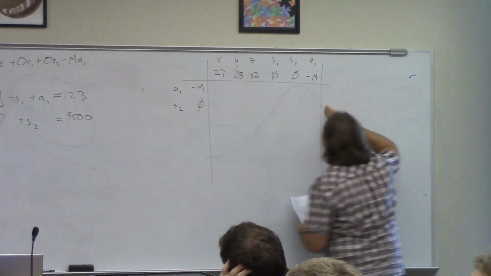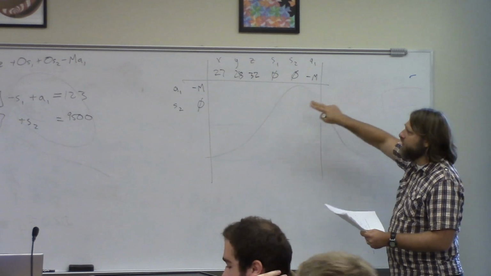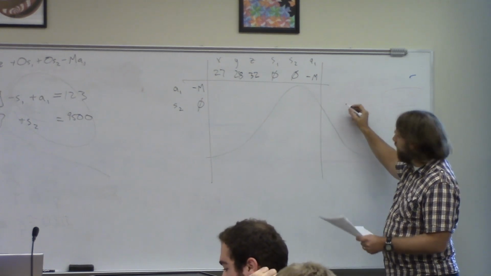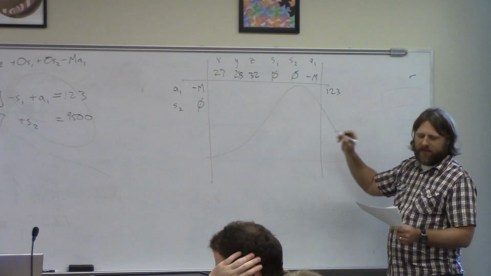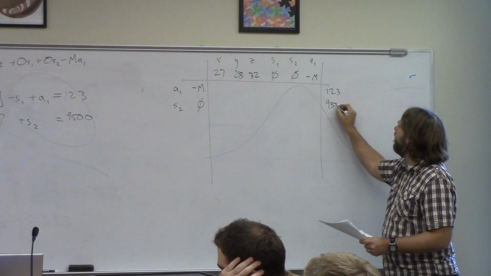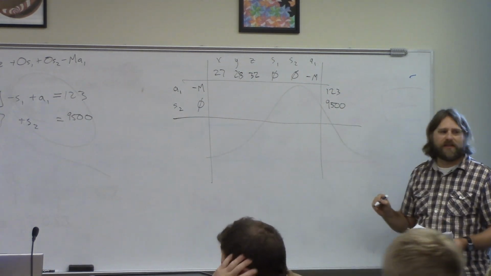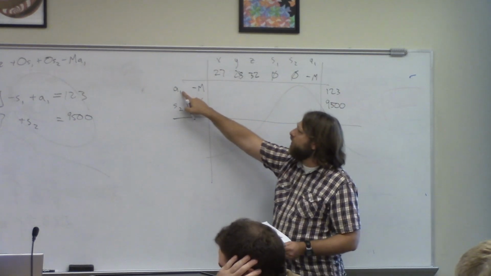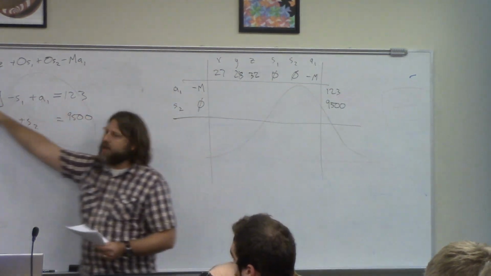The values of the variables are the values that are over here. Okay? The value of A1, when we start, is 123. And the value when we start of S2 is 9,500. Because of the way we've intentionally constructed the simplex to work, this is the only non-zero value in this equation.